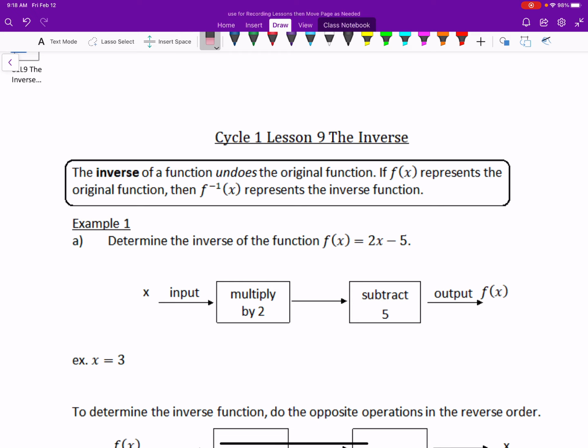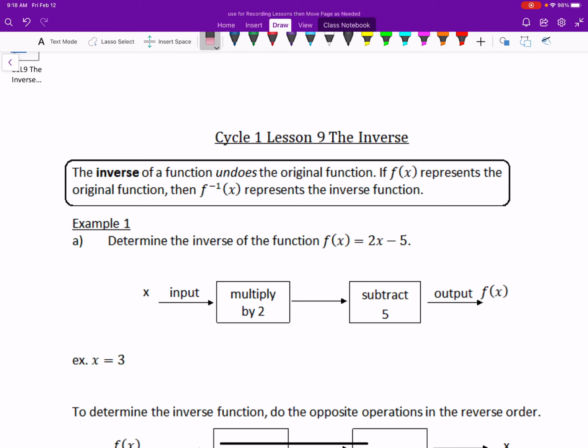So instead of starting with x and going to get y, it's like I'm starting with y and then working backwards to get x. So I'm going to do the opposite operations in the opposite order. So I'm going to start with f at x. If I was to work backwards from this one, going backwards, the first thing I'd get to would be the subtract 5. But I'm doing everything opposite. So I'm not just going to subtract 5, I'm going to add 5 to do the opposite. So add 5.